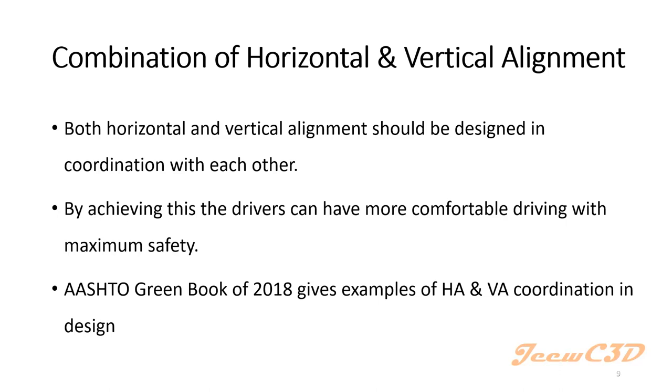The AASHTO Green Book 2018 gives some examples of horizontal and vertical, HA and VA, meaning horizontal alignment and vertical alignment coordination in design. The Green Book is a design guideline developed and used in the USA. This 2018 version is the most recent version. It gives some examples of horizontal and vertical alignment coordination. You have other versions of this book also, and those books also have the same examples.